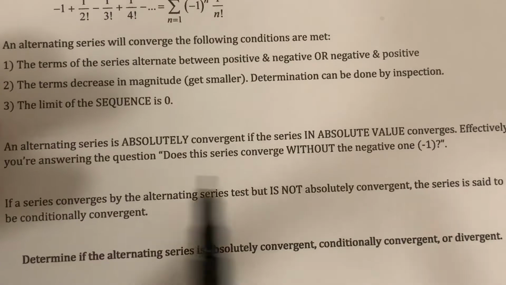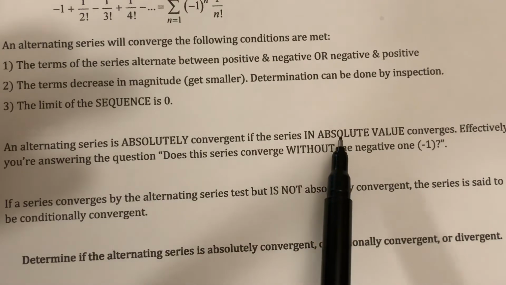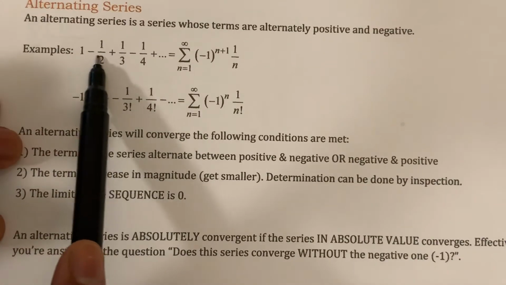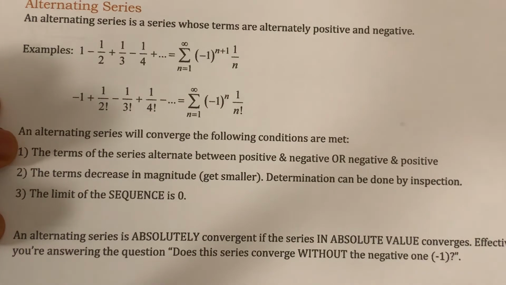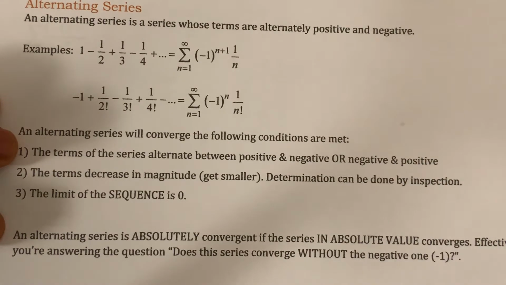So if an alternating series is absolutely convergent, that means that in absolute value, the series converges. That means that if you made all of the terms positive, would the series still converge? If the answer is yes, that's what we call absolutely convergent. And if you take away the negatives, make all the terms positive, and the series does not converge, then we call that conditionally convergent.